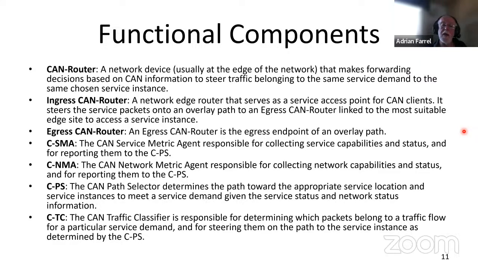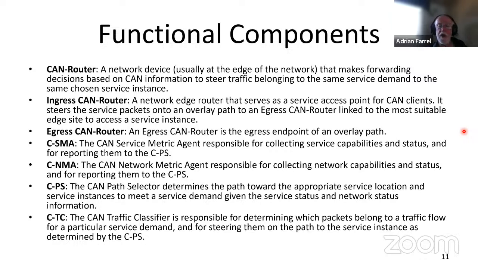And the egress router is doing the tail end of that. It's the end of the overlay path. It's receiving the packets and it's pushing them out to the service instance. And then we have four lumps that are processing the data that we need to achieve the steering. The service metric agent is responsible for collecting all of the information about the capabilities and status of the service and server at a particular site and reporting them to the path selector, which we'll talk about in a moment. But basically, it's harvesting the current status and capabilities of the servers and reporting that information.